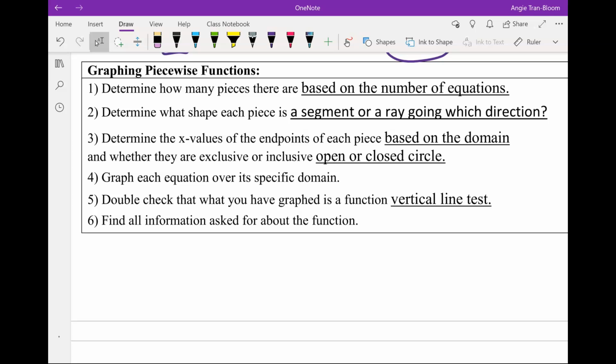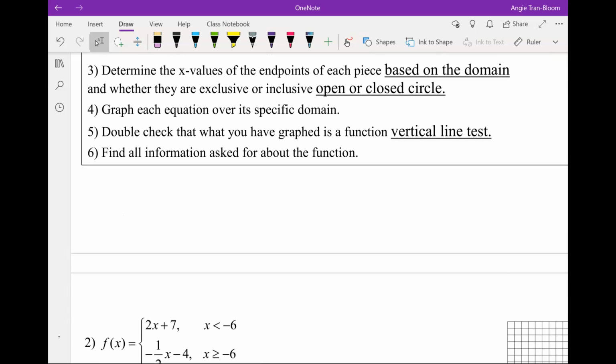Elena, number 4, please. Graph each equation over its specific domain. Perfect. Number 5, Alan. Double check that what you have graphed is a function. And last one, Alyssa. Perfect. We have one more example, and then I'm going to give you some time to do the check for understanding.